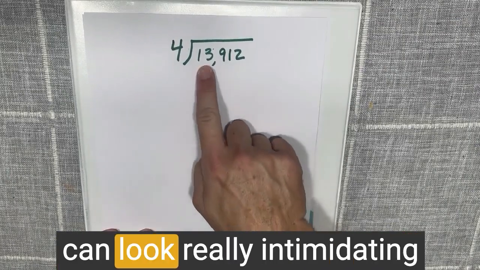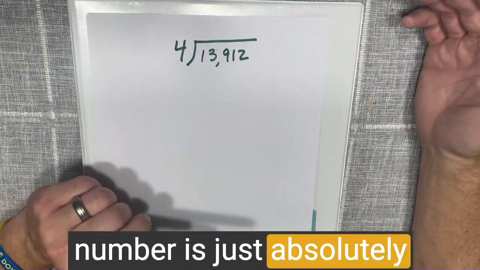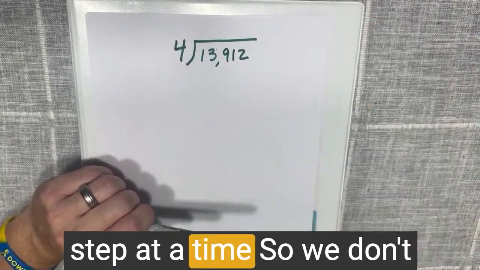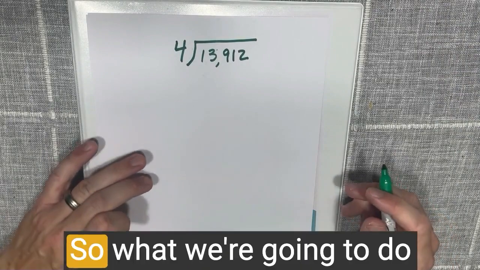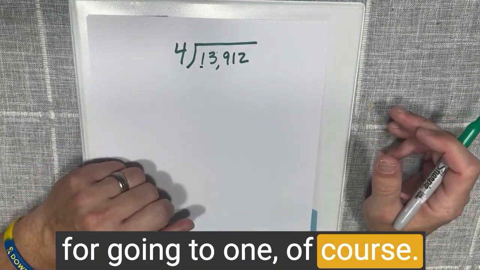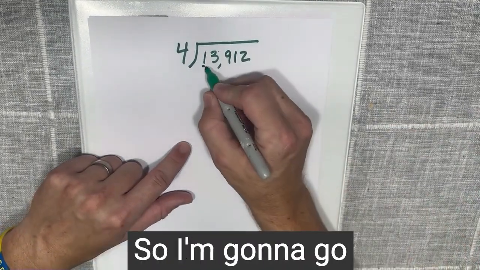Again, that can look really intimidating because 13,912, the number is just absolutely ginormous. But remember, we're just going to take one step at a time, so we don't have to be intimidated. All right, so what we're going to do is we're going to see, can 4 go into 1? And of course, the answer is no. 1's too small. 4 can't go into 1 because 1's too small, can't fit. So I'm going to go to the next one.